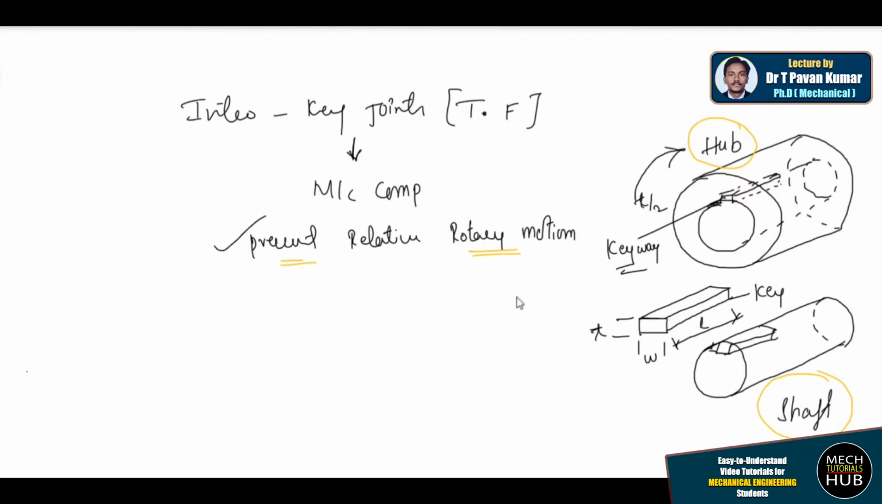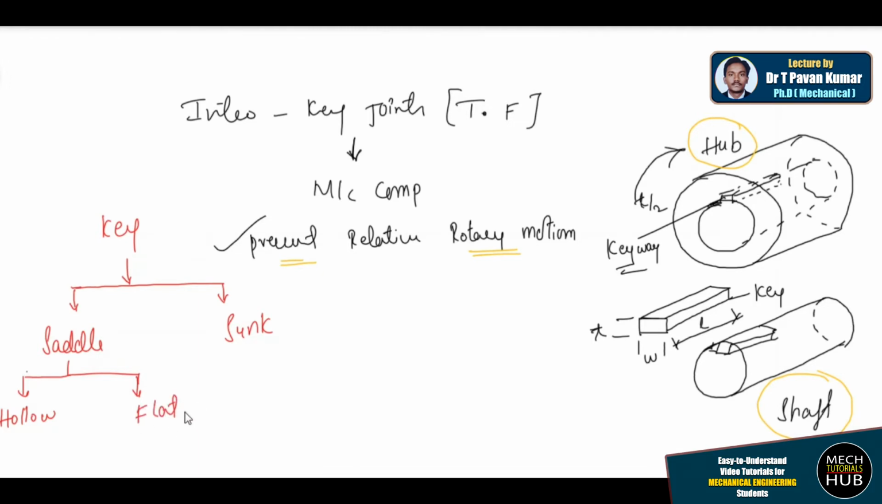Alright, now coming to the classification of keys. Broadly, keys are classified into two categories. Number one is the saddle key, number two is the sunk key. Further, these are subclassified. Saddle keys are subclassified into two types: number one is the hollow key and number two is the flat key.